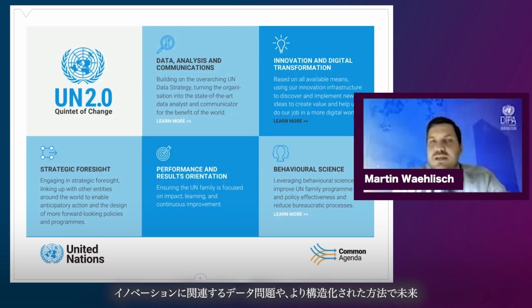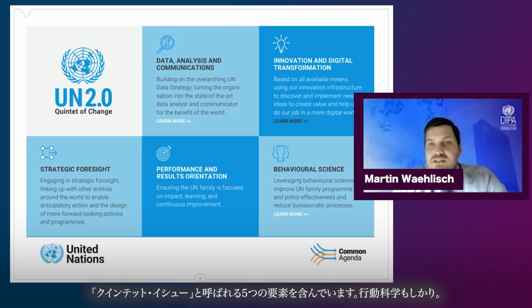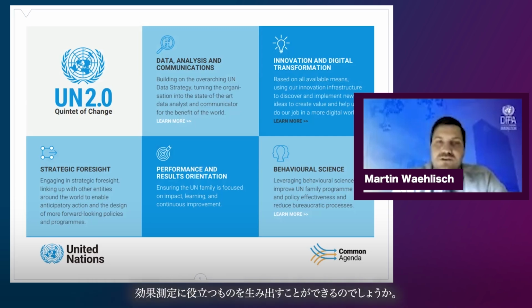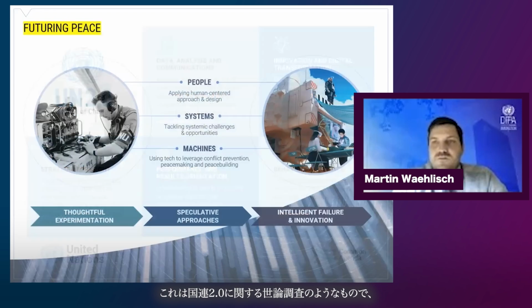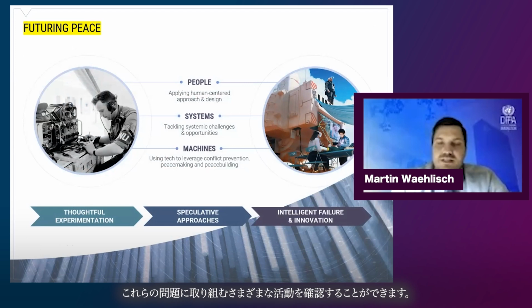quintet issues, including data, issues related to innovation at large, strategic foresight, so ways of thinking about the future or the futures in plural in a more structured way, issues related to behavioral science, so how do we generate pro-social choice, learning from cognitive and brain sciences in any ways that help us to better measure performance and end results. So this is kind of a chapeau of the UN 2.0, and you will see various activities coming from the UN system addressing those issues to bring the organization up to speed to meet the challenges of the 21st century.